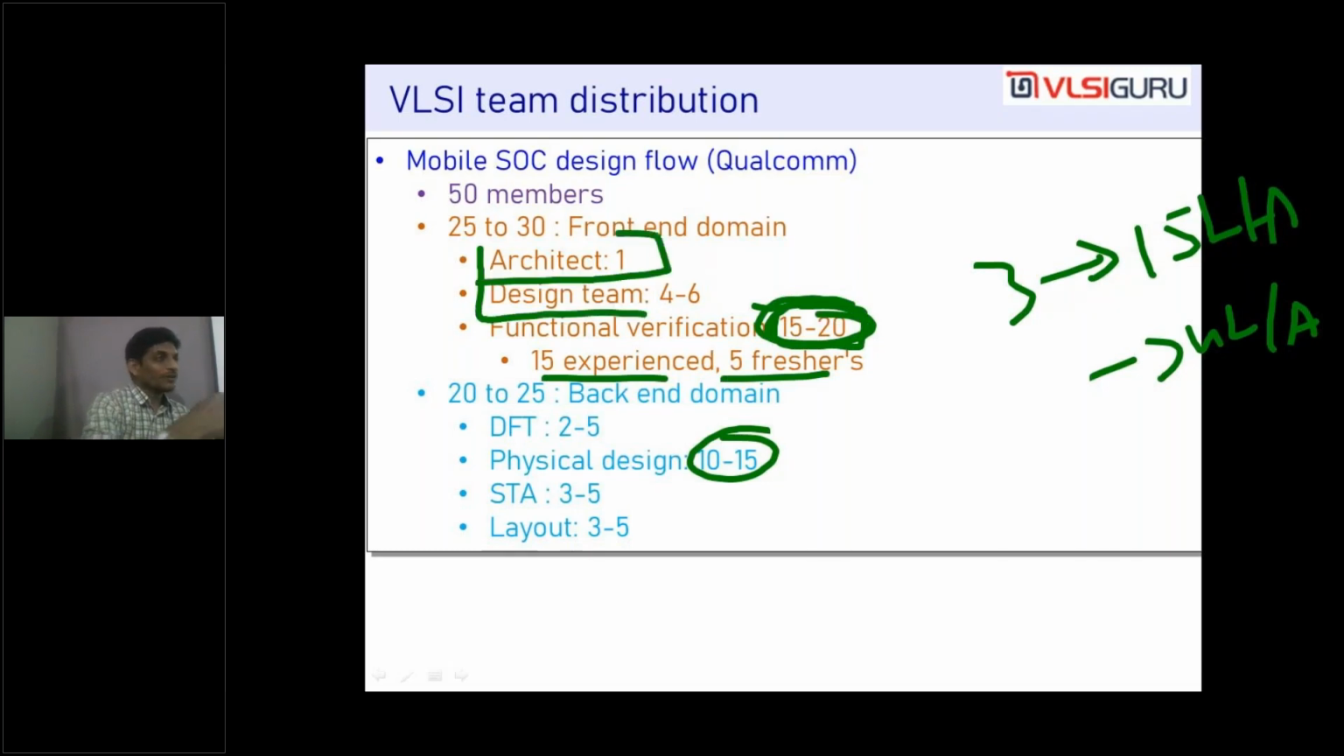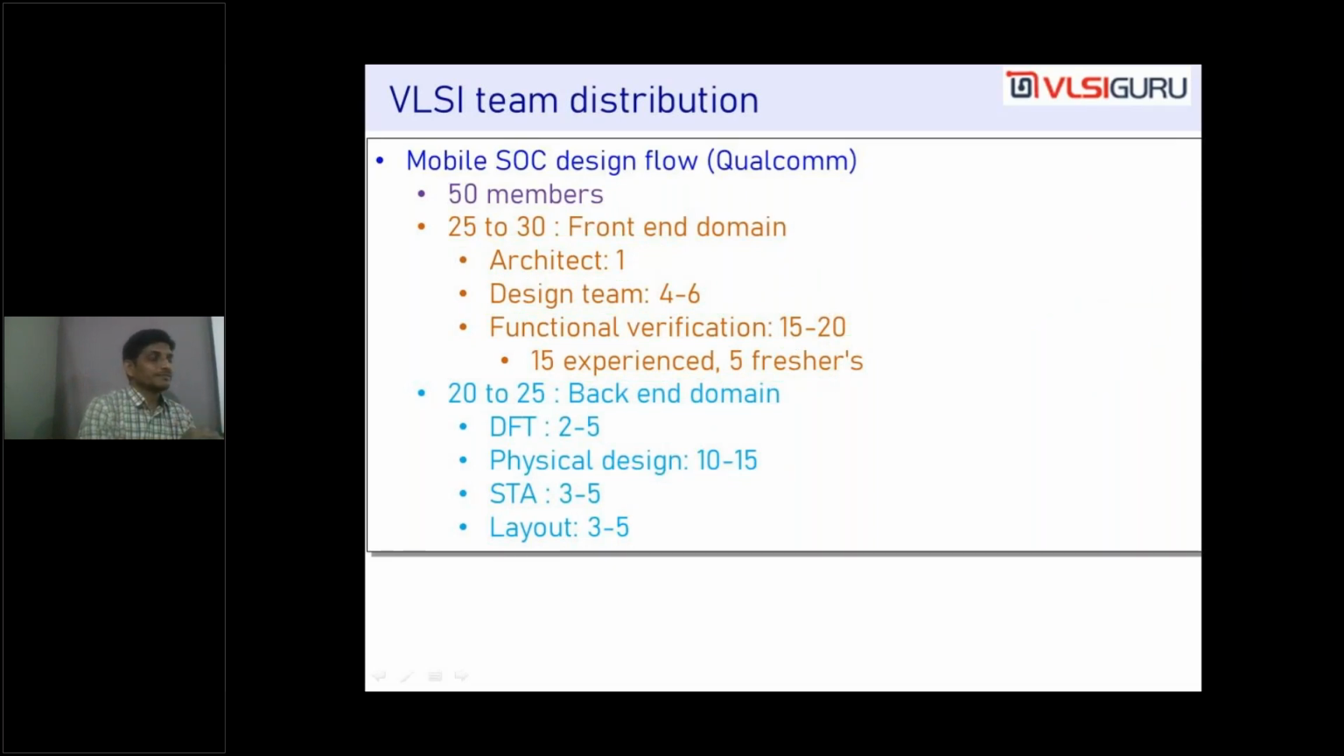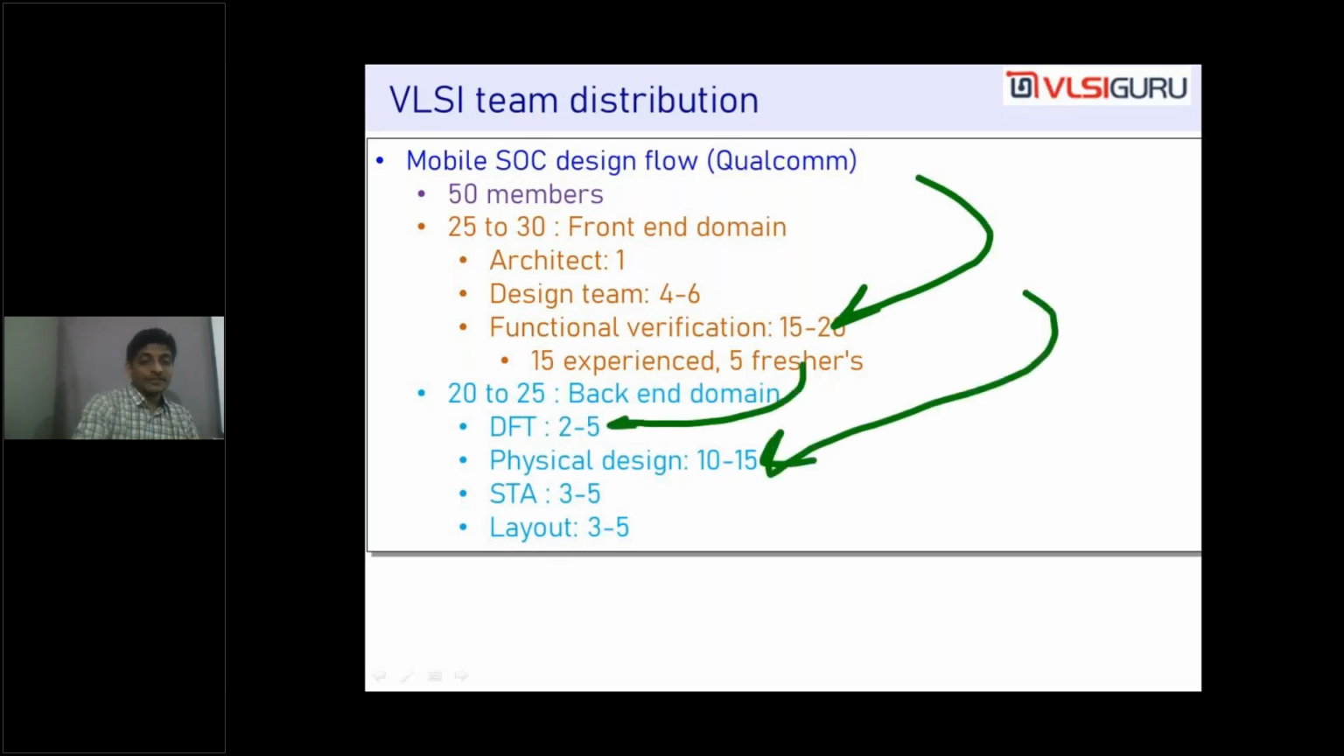Can I give architect work to a fresher? All right. Design work, as much as possible, they will manage with experienced people only. Here, they will have only one fresher maximum, and more experienced people. So, which domain has the scope to have more freshers in this flow? Functional verification. Which is the other domain? Physical design. Sometimes they keep 1 or 2 in DFT, and a few in layout.